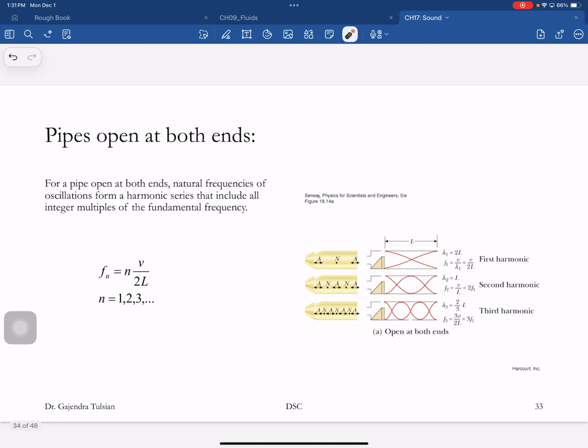So here is an instrument, a pipe that is open at both ends. The pipe is like that.